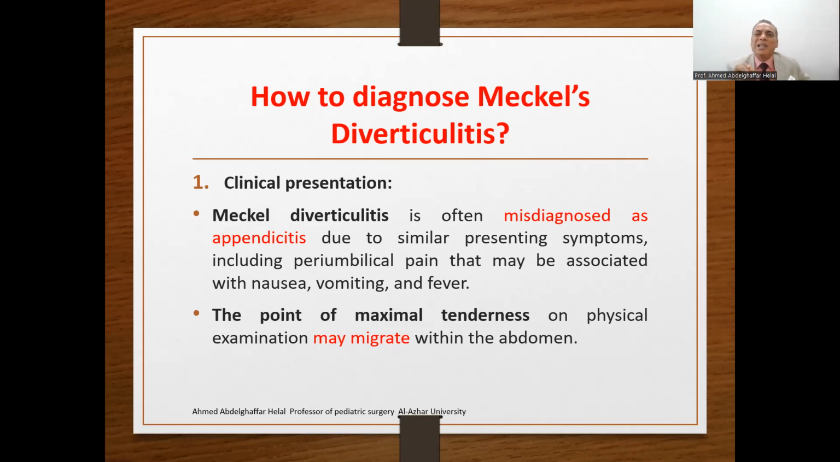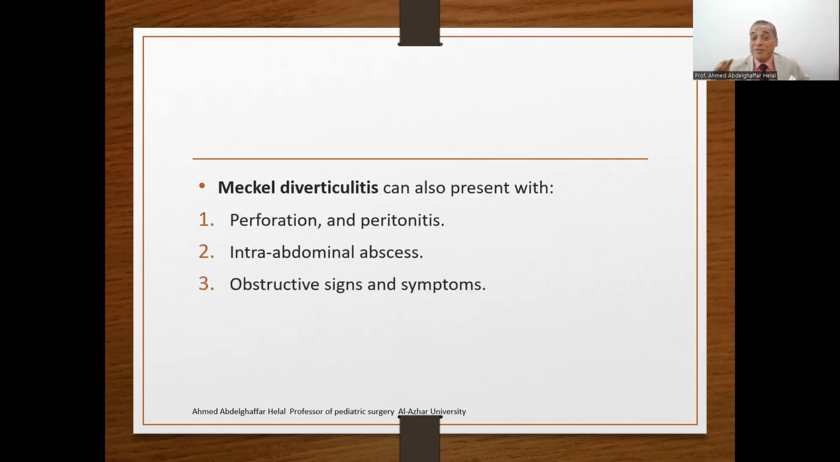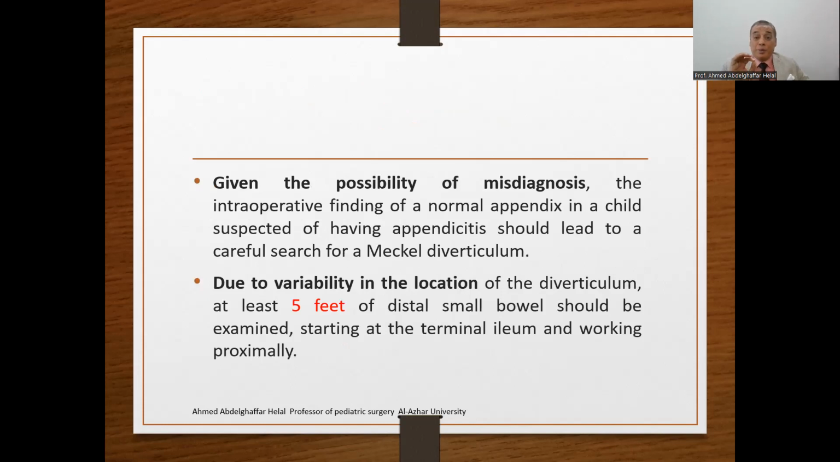This may be a little different. Meckel diverticulitis can also present with perforation, like appendicitis, peritonitis, intra-abdominal abscess formation, and obstructive signs and symptoms. So the diverticulitis itself may perforate, may form an abscess, or may present with intestinal obstruction. The possibility of misdiagnosis is very high. So the intraoperative finding of a normal appendix in a child suspected of having appendicitis should lead to a careful search for the Meckel diverticulum. This is the rule.